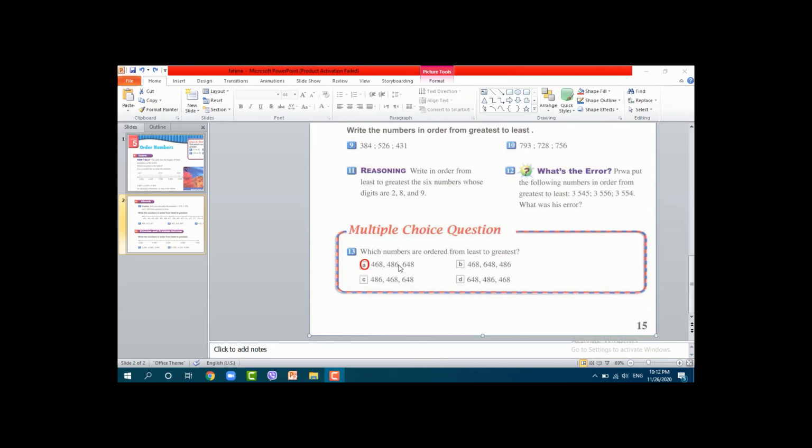Then D is not true too. Now students, we found A is the correct answer. Now we finish, students. Good luck.